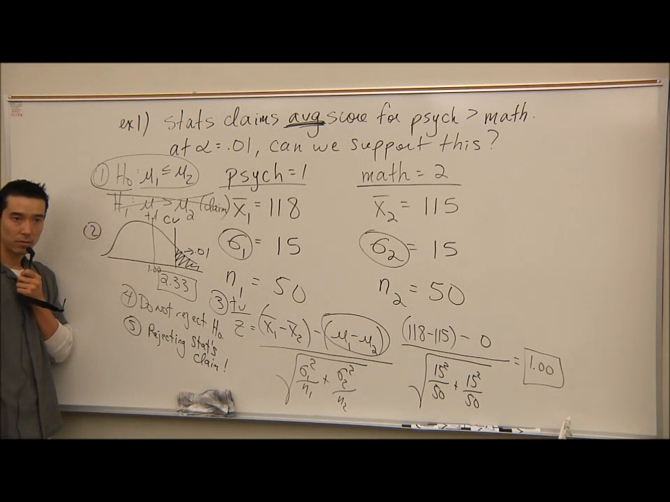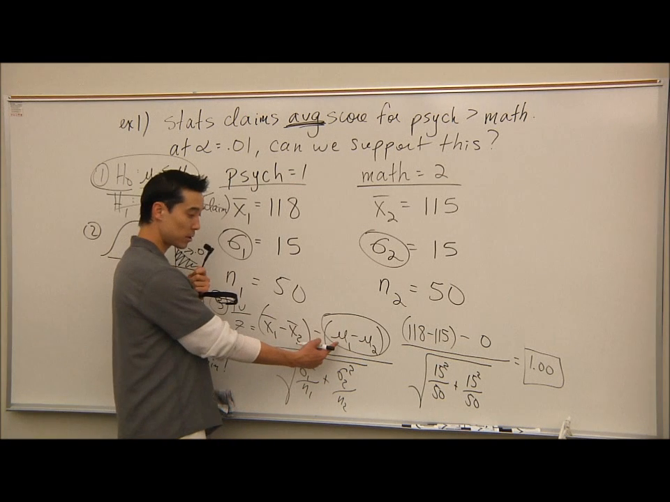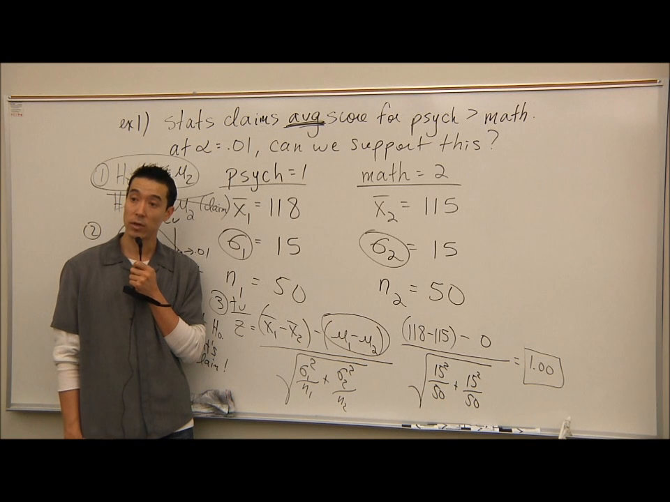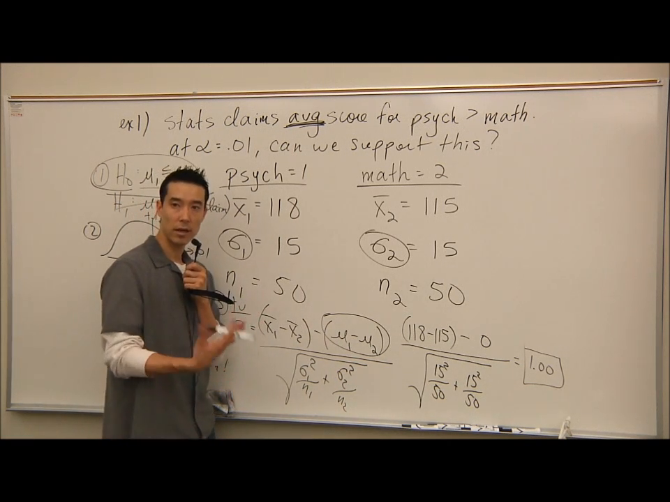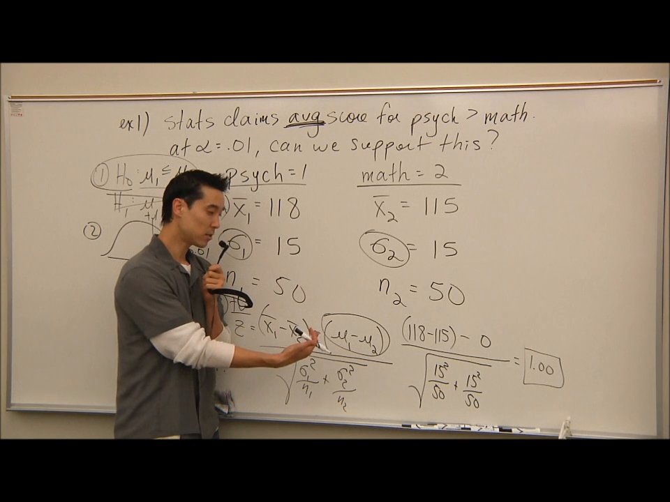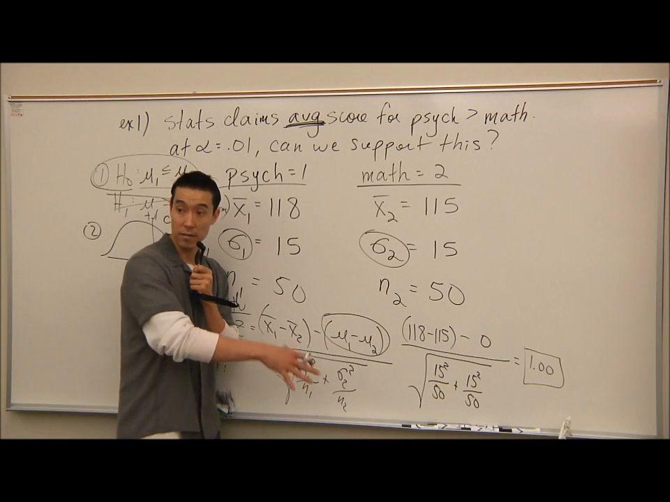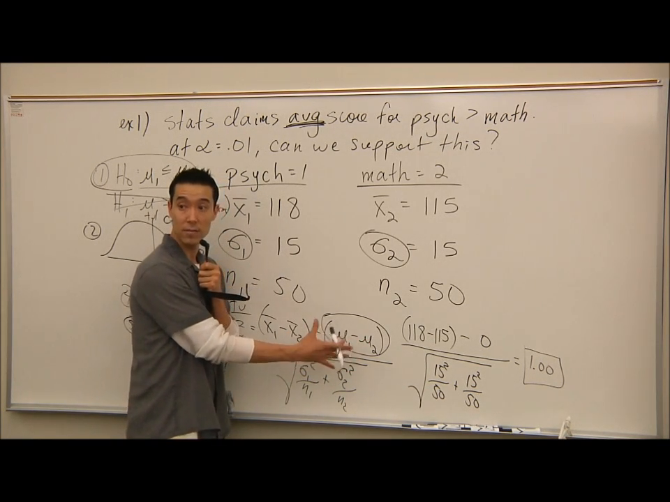Okay. Questions on that one? Yes? So when is that going to be 0, the test value for the difference of the means? Yeah. For all the problems that I'm going to assign, that's always going to be 0. The only time it wouldn't be 0 is if the test itself said the statistician is testing that psychology students score a mean of 3 more than math students. If that was the claim, if that's what we were testing, then this difference would be 3 instead of 0. Okay?